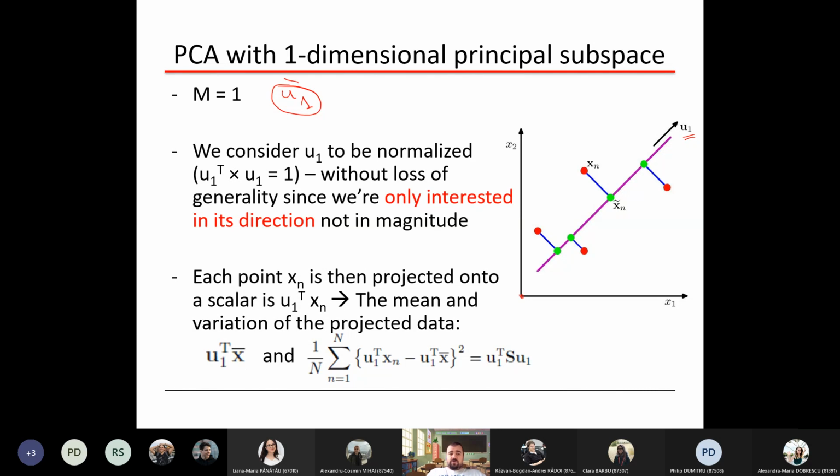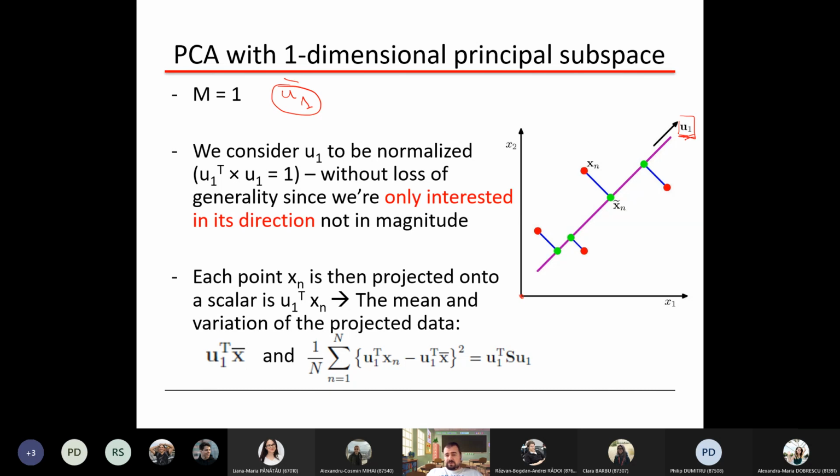And without loss of generality, we will consider U1 to be normalized, because we're not interested in the magnitude of U1, but we're only interested in its direction. So we only need to know what is the orientation and offset of this U1.